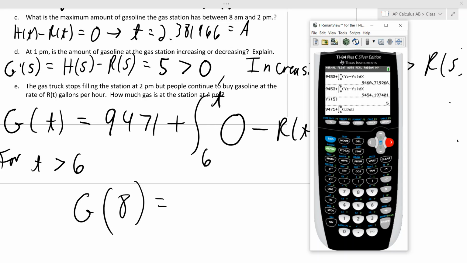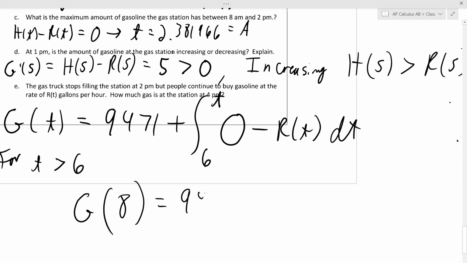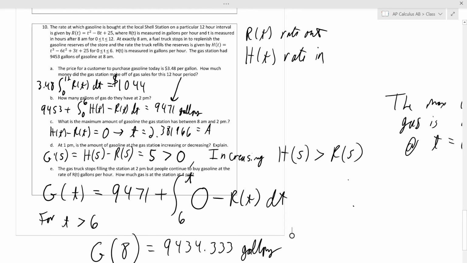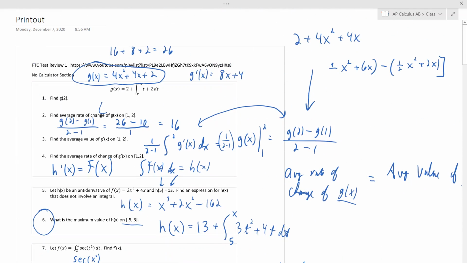All right, so sometimes kids want to go 0 to 2, but you got to keep track of time the whole way through here. All right, so we're going 6 to 8, and we're integrating just the rate out, which, well, 0 minus the rate out. We'll put that in there. And I put my rate out as Y1. And I hope I didn't confuse those. I normally write those down on my screen somewhere, but that's going to tell us. It should be less than it, right? Yeah. So 9434.333 gallons. It's an A. Okay. And that is that. That's the fundamental theorem of calculus with accumulation problems.